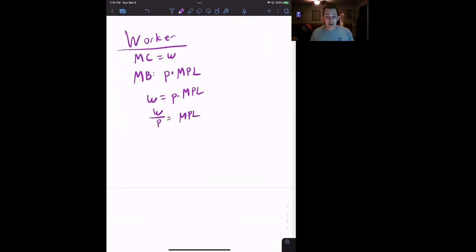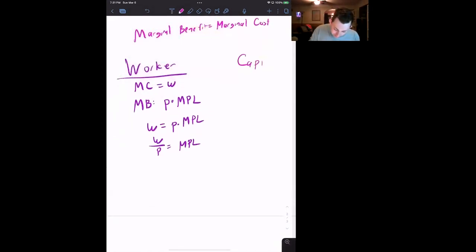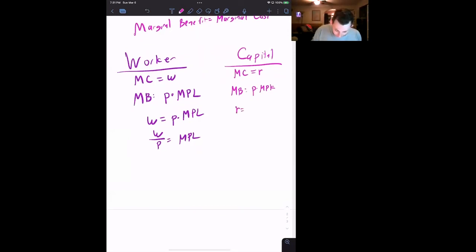Okay, we can do something very similar for capital, so I'm going to go a little quicker here. What is the marginal cost of an extra unit of capital? Well, that's just the rental rate R. The marginal benefit of renting that extra machine is just the price times the number of extra ice creams that I get when I install that extra machine, or price times the marginal product of capital. This means that the rental rate is equal to the price times the marginal product of capital, or the rental rate over the price is equal to the marginal product of capital.